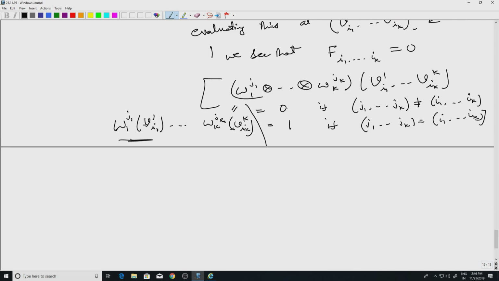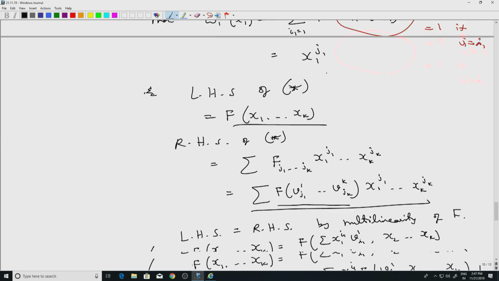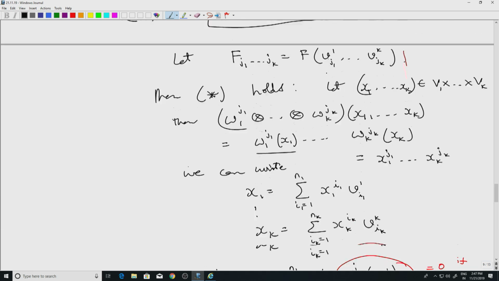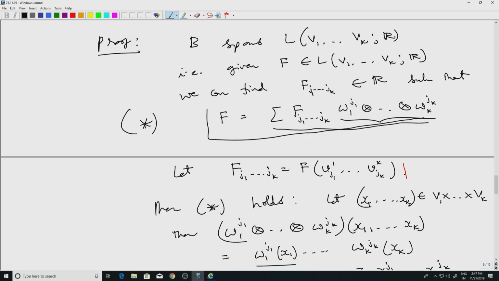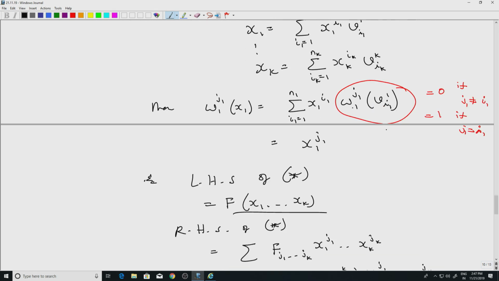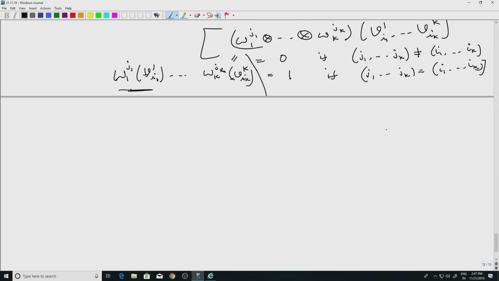We will talk about some general properties before I move on. I should remark that the construction of the basis showed that the dimension of the space of multilinear maps from V1 up to Vk to R is just the dimension of V1 multiplied by the dimension of V2, etc. It's a product of the dimensions of the underlying vector spaces. So as an example of this, let us see.